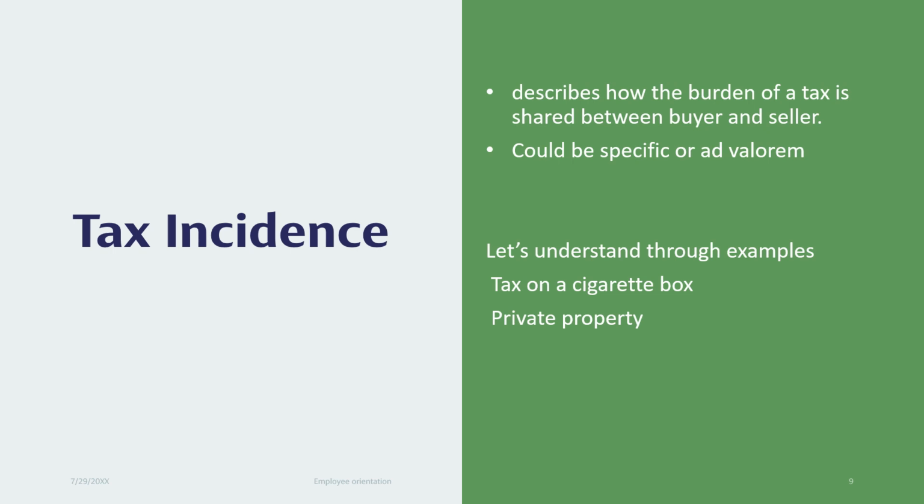And next is ad valorem. Ad valorem is a particular percentage that is applicable on the consumption, right? So for example, if you're looking to buy a house, the location and the size of the property will define how much percentage you are going to pay as tax on the property, right?